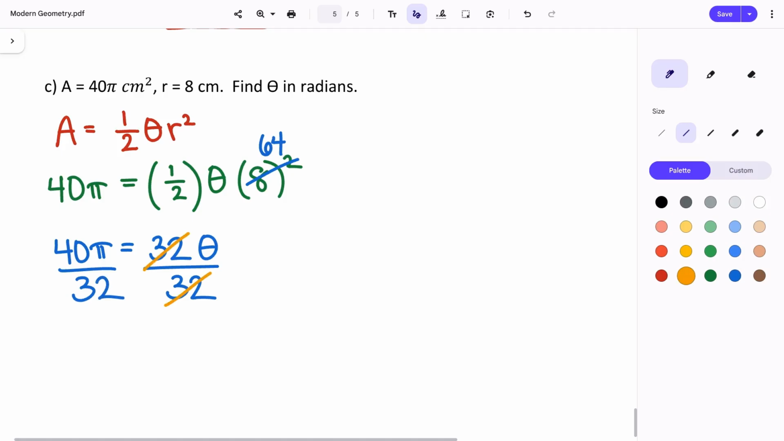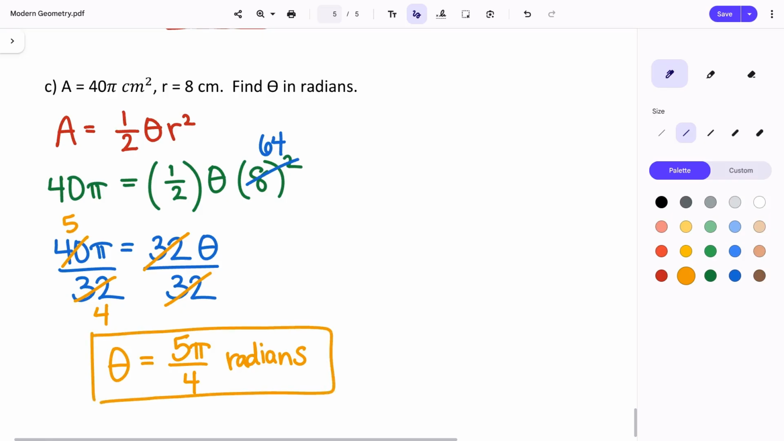These are gone. Now, can you reduce that? Because if I'm talking about radians, we want it in reduced form. What number could you take out of both 40 and 32? An 8. So if we take an 8 out of both of these, what does it become on top? Good, 5, and on the bottom, 4. Good. So you would have 5 pi over 4, and this would be radians. Make sure you reduce that.